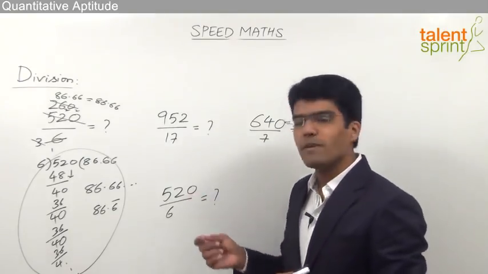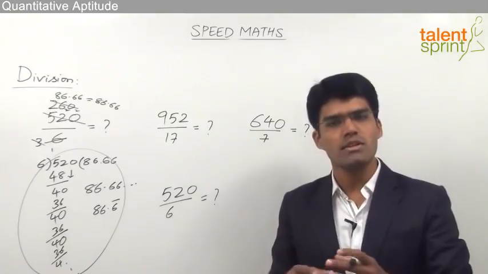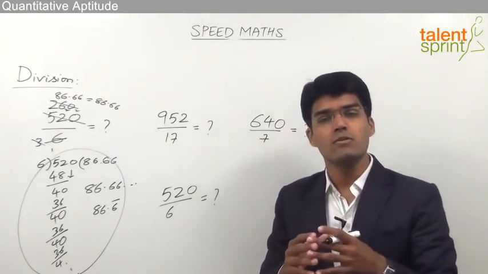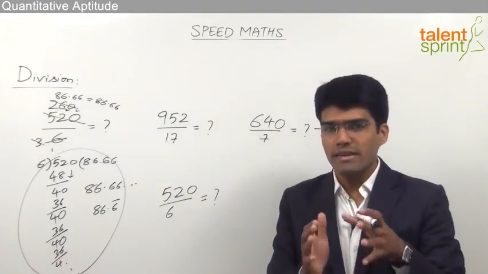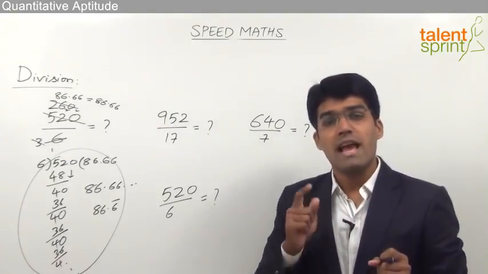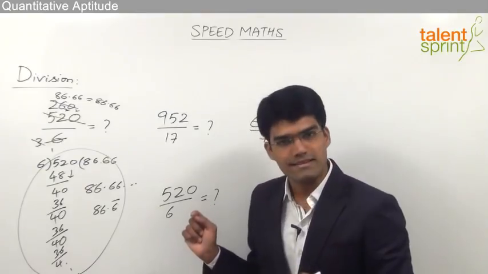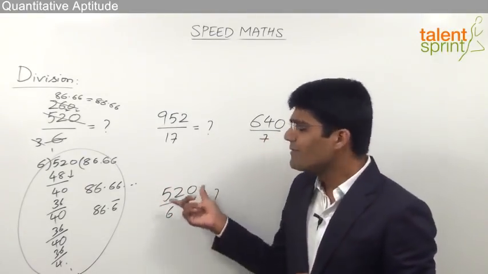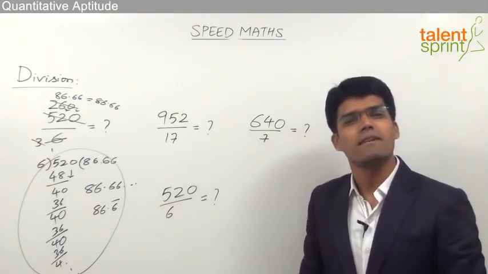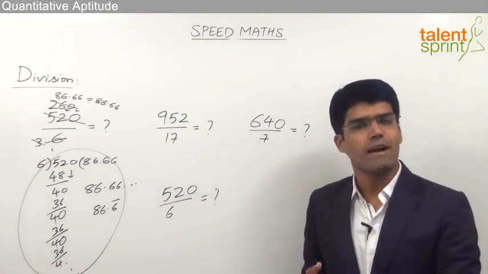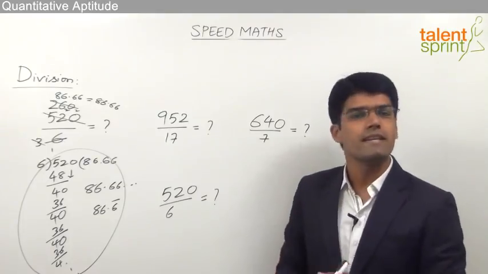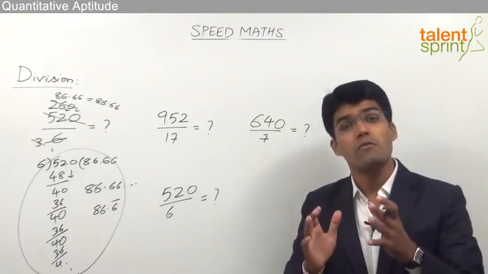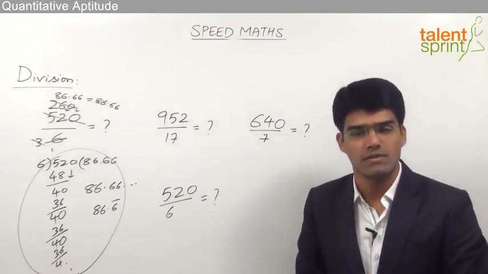That means 520 has to be taken as the sum of two numbers or the difference of two numbers. But it should be split into two parts in such a way that one of those two numbers has to be a multiple of 6. Why? Because it has to be divided by 6. For example, 520 here cannot be taken as 500 plus 20. Why? Because neither 500 is divisible by 6 nor 20 is divisible by 6. So we should break the number 520 in such a way that we get a multiple of 6 in at least one of the numbers.